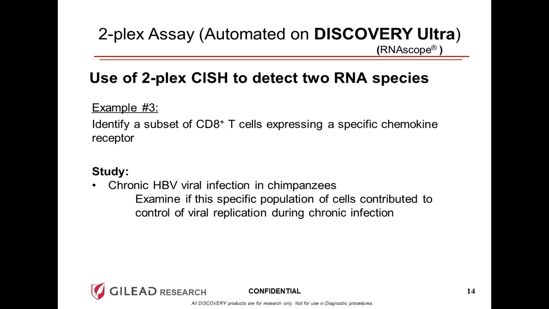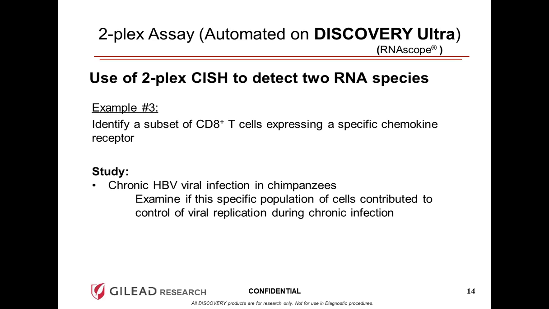So my third example is to identify a subset of CD8 positive T cells expressing a specific chemokine receptor. So as you can see, there's a pattern here. Chemokines are secreted. We can't really detect them well with IHC reagents. So that's why we went to use chromogenic in situ hybridization. In this study, the background is that we were looking at chronic HBV viral infection in chimpanzees.